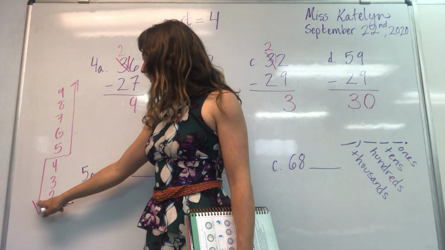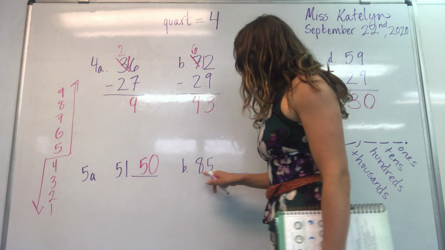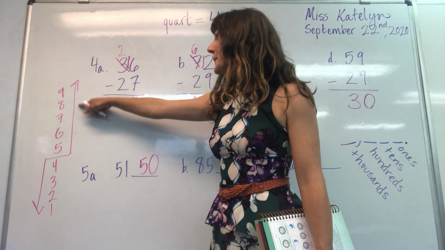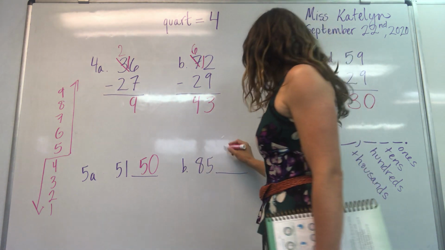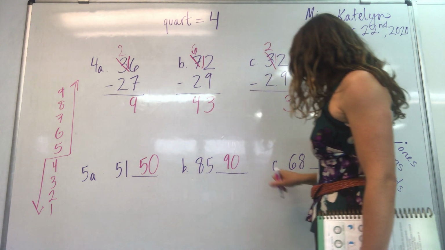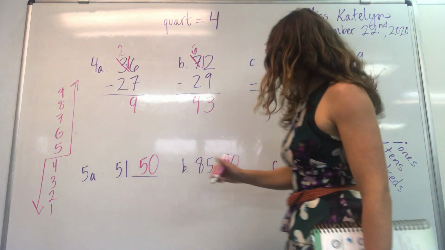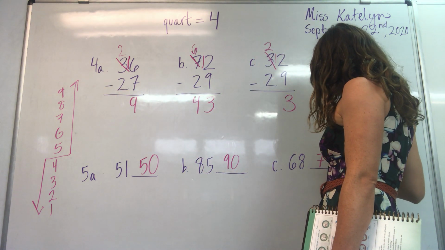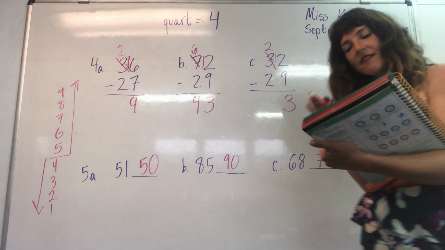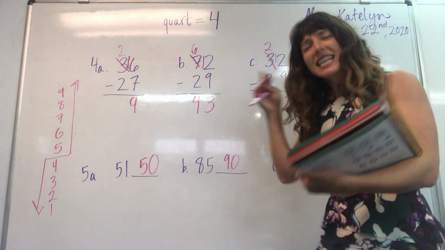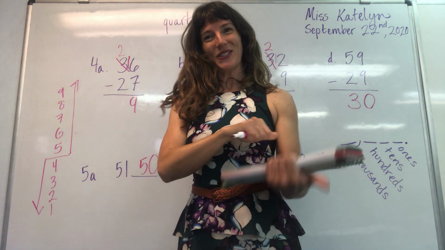51, here's the 1, round down to 50. 85, 5, round up. The next 10 after 8 is 9. 90. And 68, 8, round up, 70. All right, so you go ahead and do D, E, F, G, H, section 6, section 7, the brain booster, and on the front page, section 3.